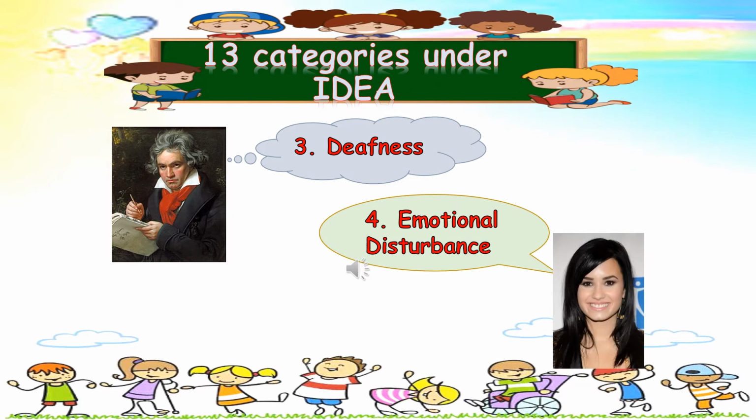Another category is emotional disturbance. Various mental health issues can fall under the emotional disturbance category. They may include anxiety disorder, bipolar disorder, schizophrenia, obsessive compulsive disorder, and depression. Some of these may also be covered under other health impairments.